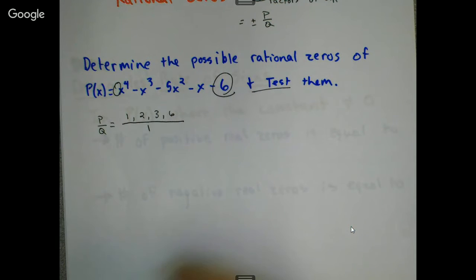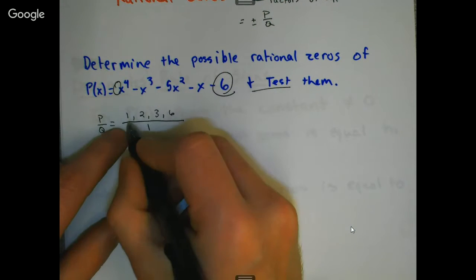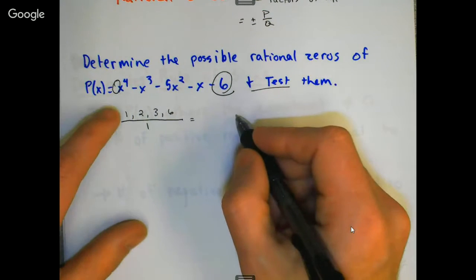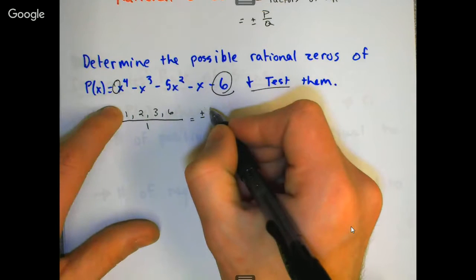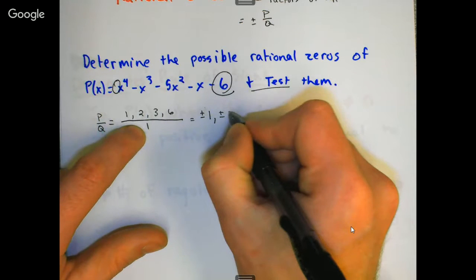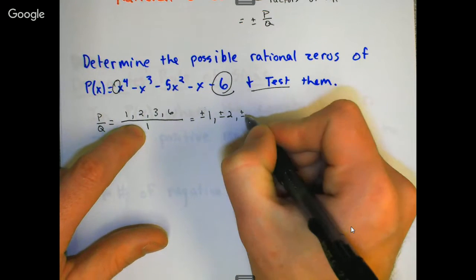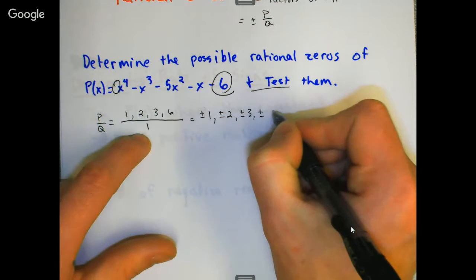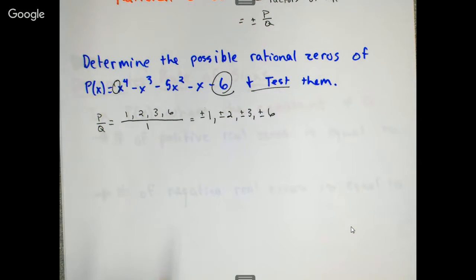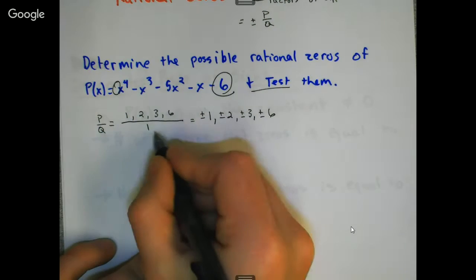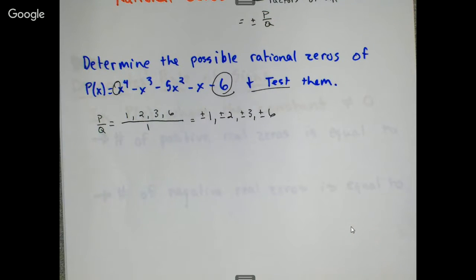Now we do all the combinations of these and these, positive and negative. So I have plus minus 1 over 1, plus minus 2 over 1, plus minus 3 over 1, plus minus 6 over 1. And those are my possibilities. A lot of times we'll have numbers down here and we just got to keep going. I'll show you some examples of that.